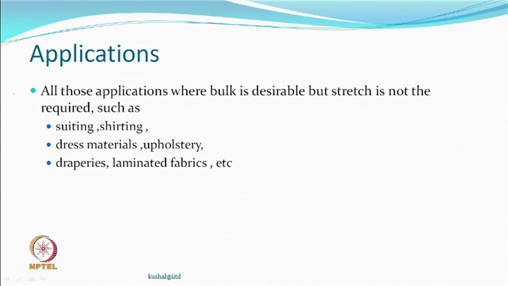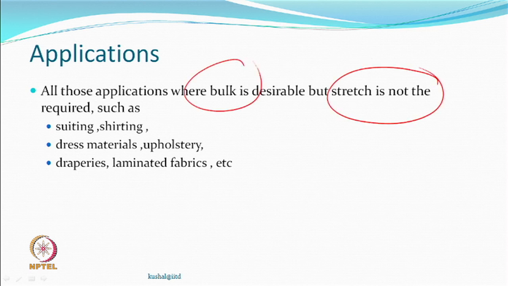So, all those applications where bulk is desirable, stretch is not, we can use them. So, you want compressive resilience, but you do not want the material to stretch. This is the right kind of material. Use in suiting, shirting, dress materials, upholstery, draperies, laminated fabrics, whatever you want, you can make it. A large amount of upholstery for the cars and automobiles could be from the air jet textured material. They do not stretch, they are not required to, but a good amount of resiliency and bulk could be used.